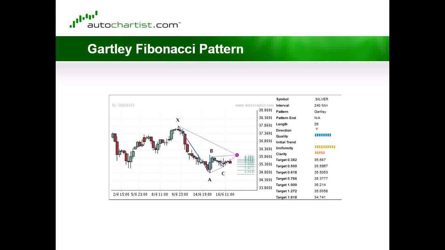Now, looking at this Gartley pattern, it resembles an M or a W also. This pattern is bottom action, so it looks like a W. And it contains an ABCD formation also. And usually this point X is a very significant high. So that's how that looks.